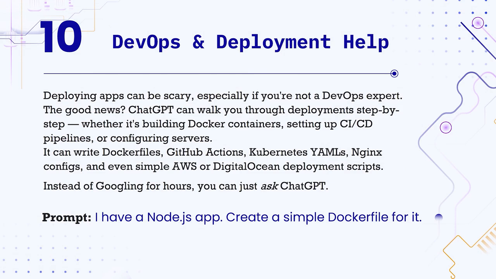10. DevOps and deployment help. Deploying apps can be scary, especially if you're not a DevOps expert. The good news? ChatGPT can walk you through deployment step by step, whether it's building Docker containers, setting up CI/CD pipelines, or configuring servers. It can write Dockerfiles, GitHub Actions, Kubernetes YAMLs, Nginx configs, and even simple AWS or DigitalOcean deployment scripts. Instead of Googling for hours, you can just ask ChatGPT.